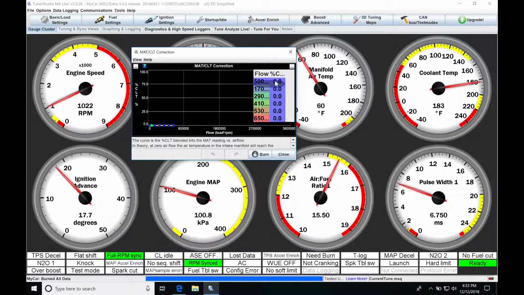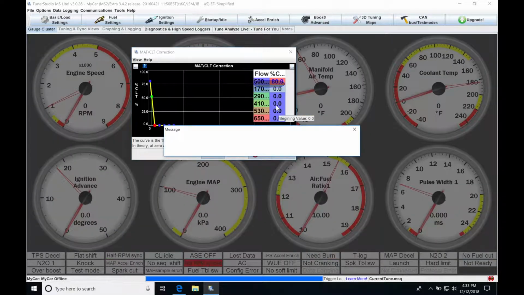So at these low flow amounts, we might want to have a very high value, something like 80%. And as we go up here into the higher flow ranges, we want to drop off to 0%. We don't want to have any correction because at those higher airflow amounts, we're going to be reporting our density correctly.